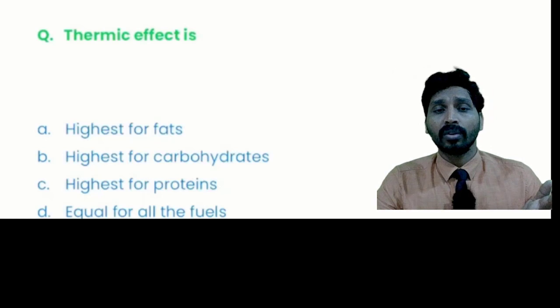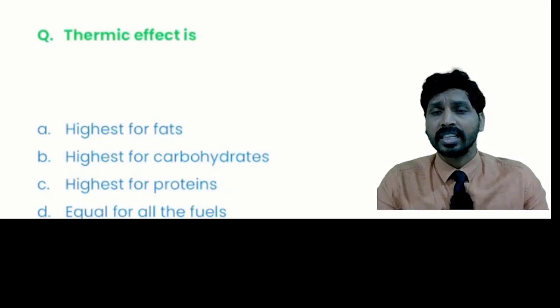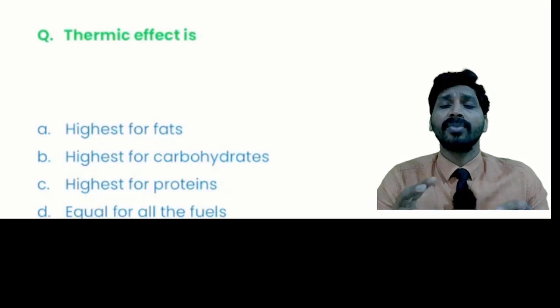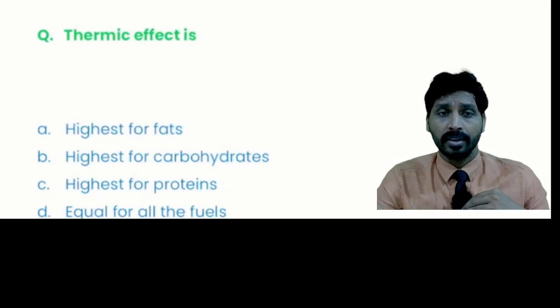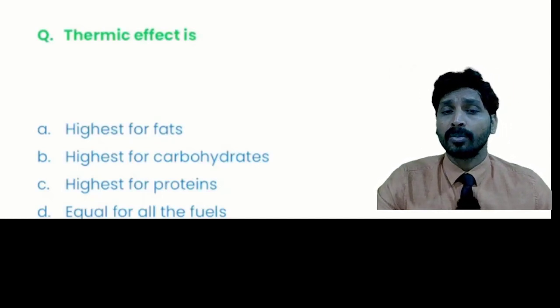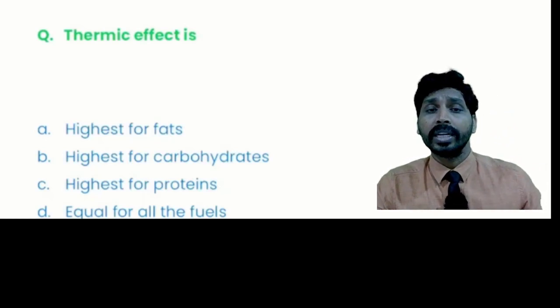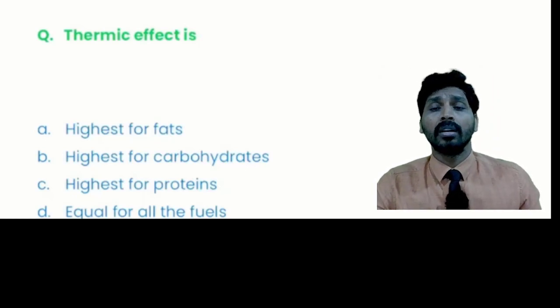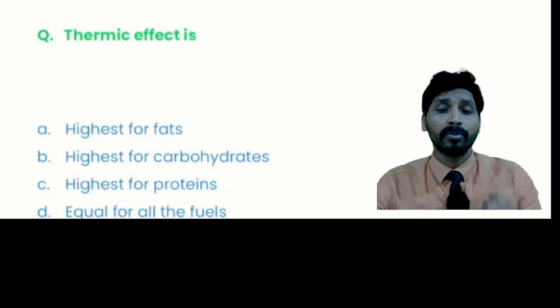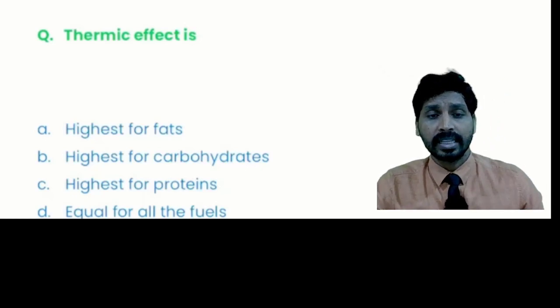Each food molecule has its own specific dynamic action. It is intermediate for fats and low for carbohydrates, because we need to spend less energy to get energy from carbohydrates. For fats we spend an intermediate amount. But for proteins we need to spend more than 30% of basal metabolic rate. So highest for fats is false, highest for carbohydrates is false, highest for proteins is yes. Equal for all fuels is also wrong. So the correct option is C, highest for proteins.